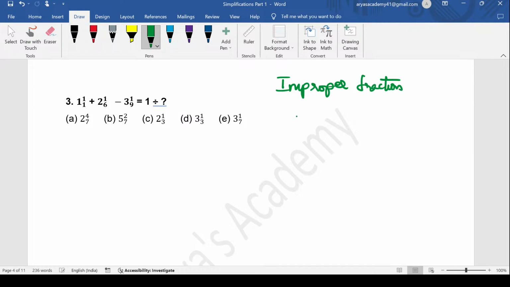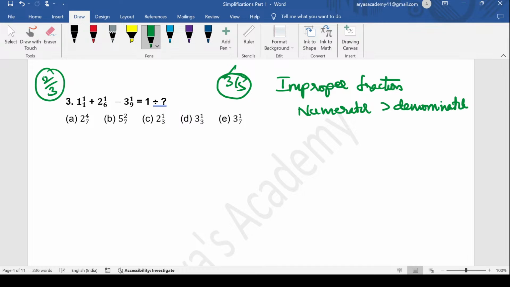Improper fraction means numerator will be greater than denominator. As per the rules, generally in a fraction the numerator has to be less. If you write 3 by 5, this is a correct fraction, which we call a proper fraction. Or if you write 2 by 3, this is also a proper fraction because numerator is 2, denominator is 3.